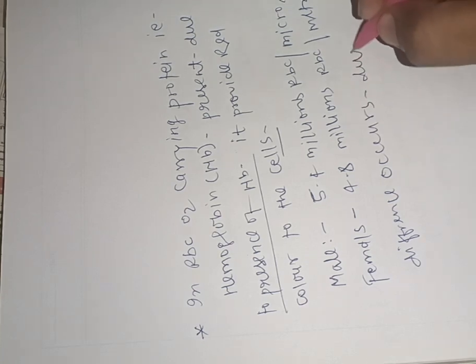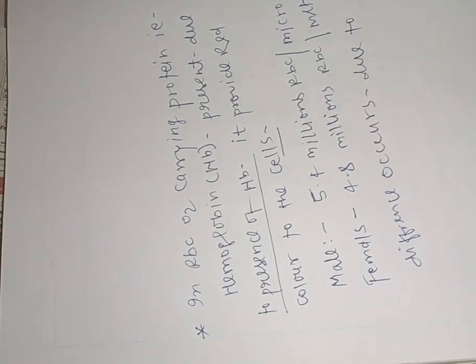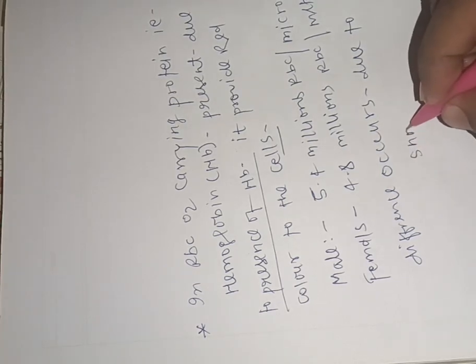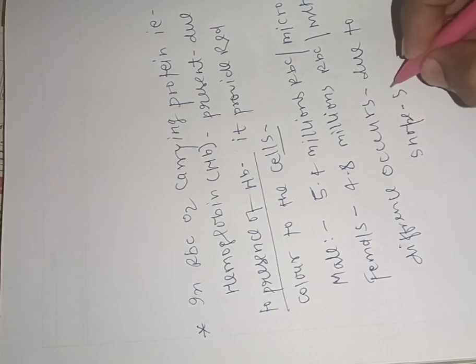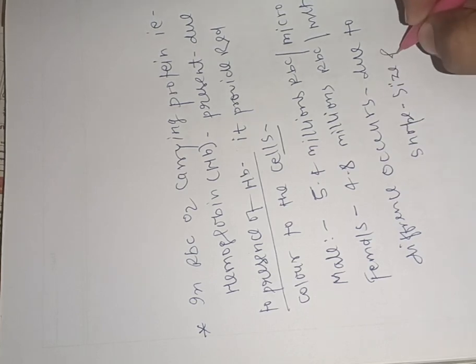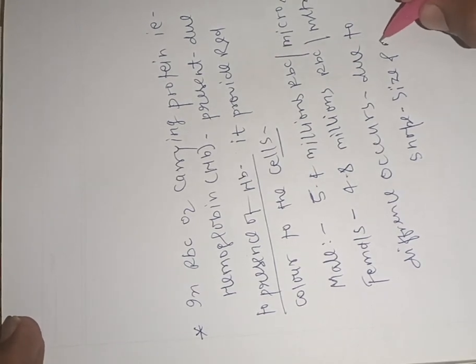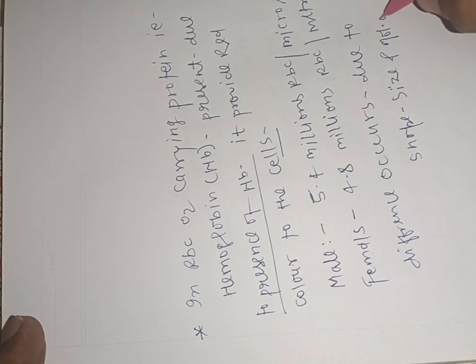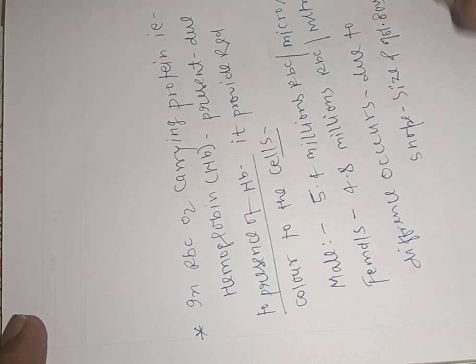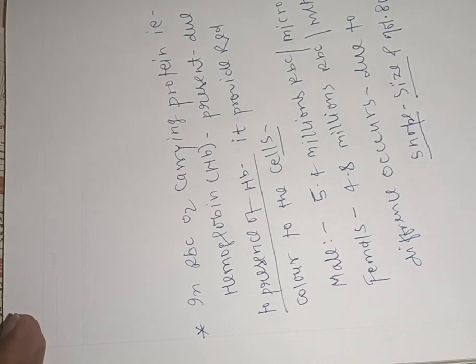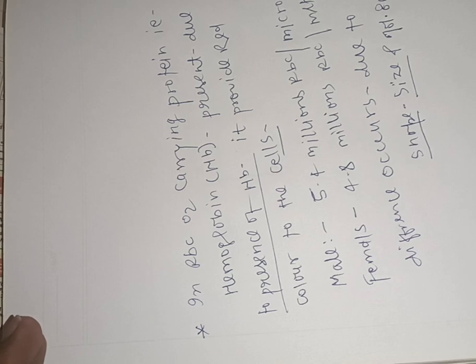Why does the difference occur? They both differ in shape, size, and we can say molecular basis. In the female, shape and size are less. Females do not have bodybuilder mass, so maximum of the females do not have too much. In the males they have, due to the higher secretion of testosterone in the males.